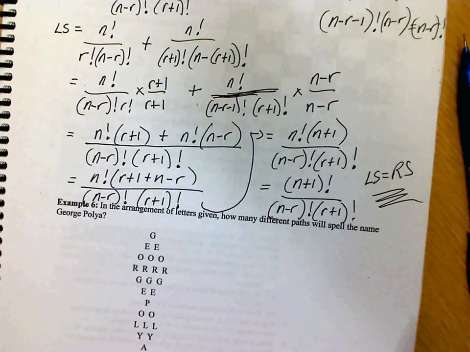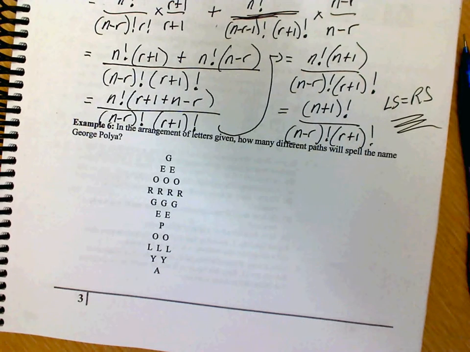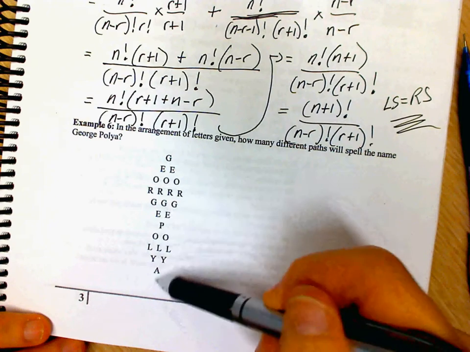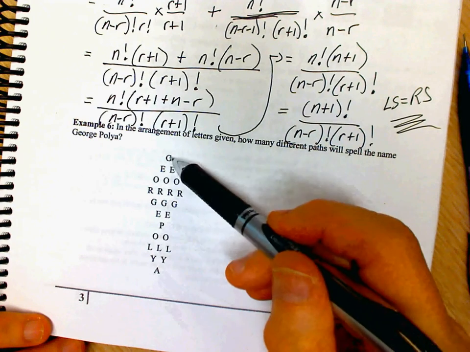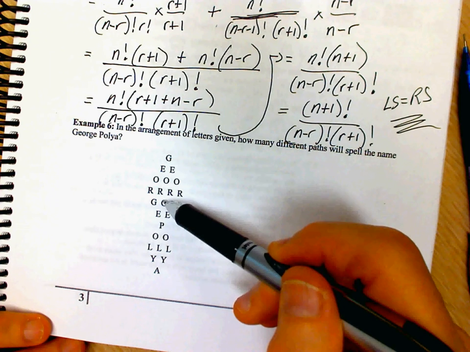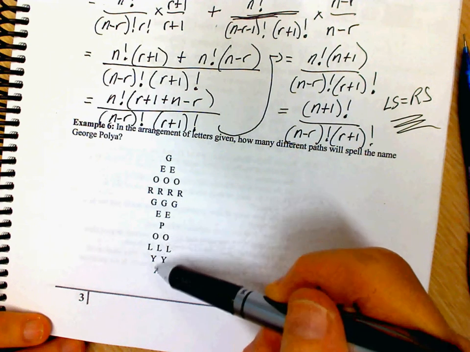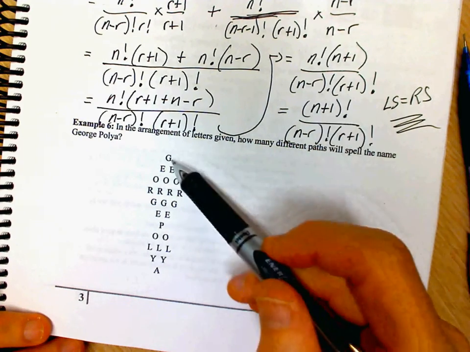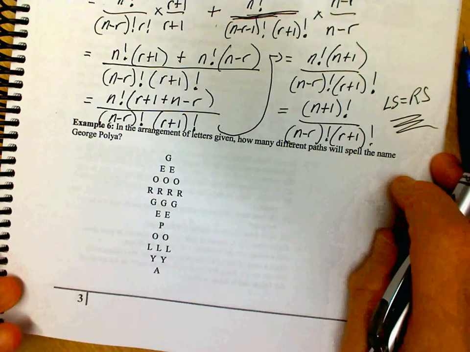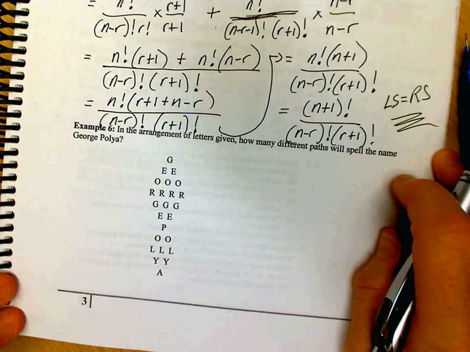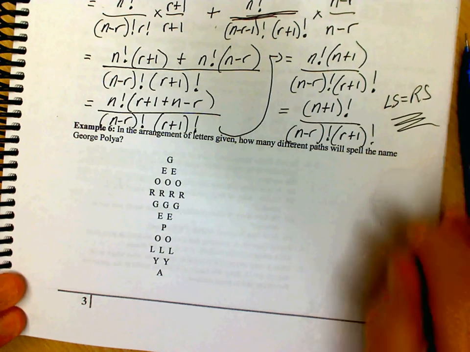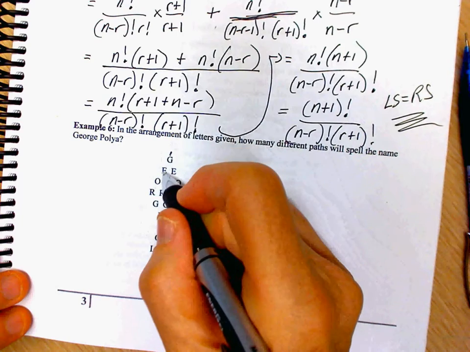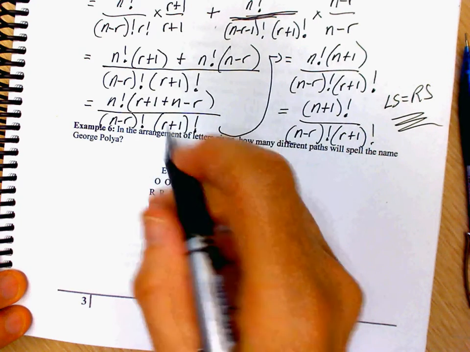Now, this question is asking us if we go diagonally down like this. How many ways are there to spell George Polya? How many different paths will spell George Polya? Okay, so we're going to use Pascal's triangle to answer that. So starting with G, how many ways are there to get to E from G? Well, there's only one way to get there and one way to get there, right?